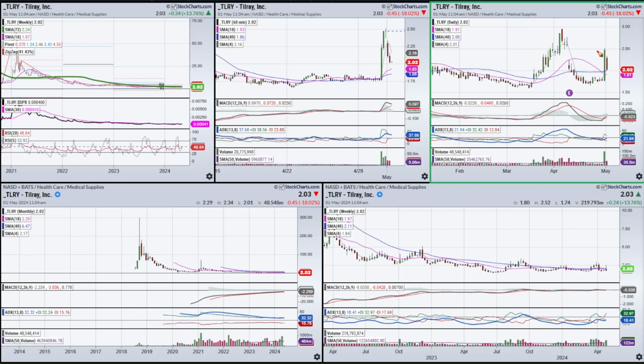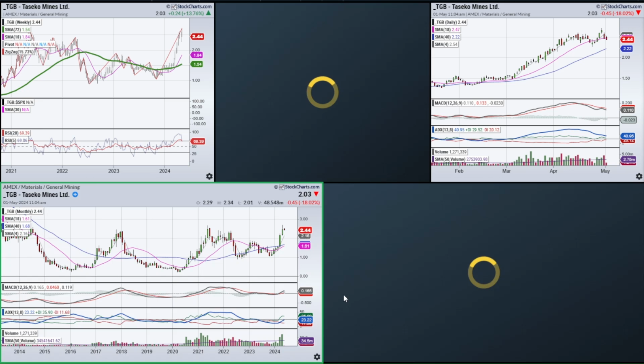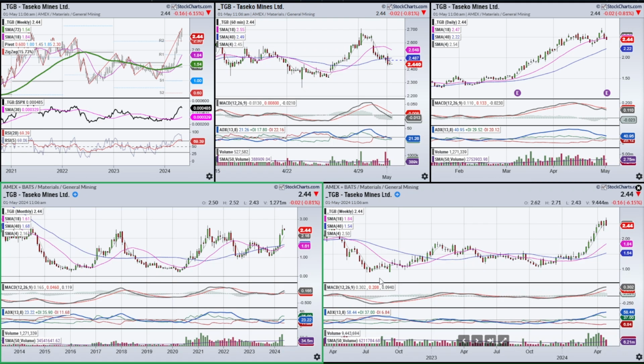Now, I would keep watching. If we can get back above the high of this bar, then that would, I think, improve a lot, especially because we came back above this key resistance area at 2.5. So that's really what I'm watching for, is that 2.5 area.